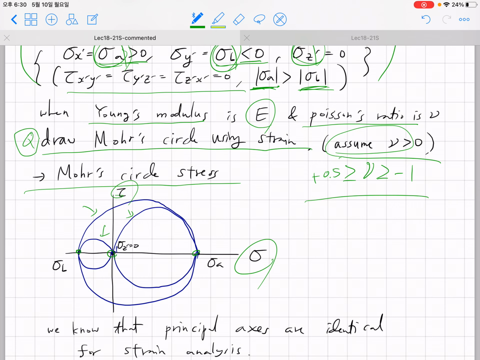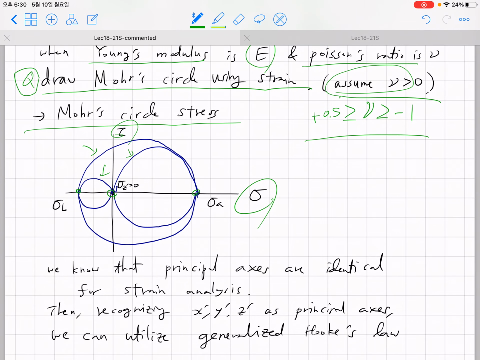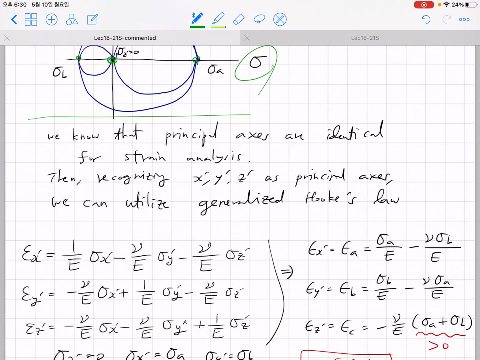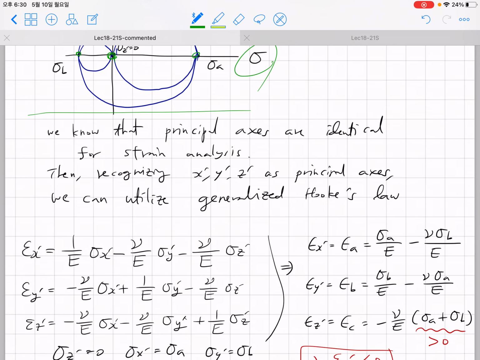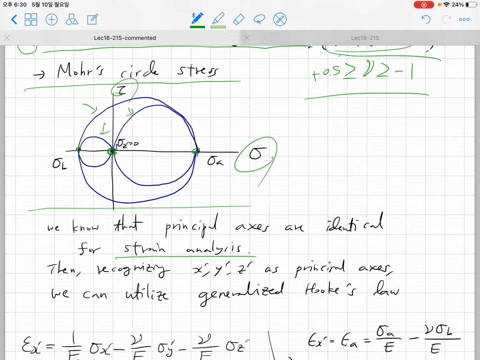This is a typical Mohr circle for stress, where one stress component is 0 and the other stress components are non-zero. Having obtained this Mohr circle for stress, the problem asks us to draw the Mohr circle for strain. To draw it, we have to find the principal axes and principal strains. However, in the previous lecture, we learned that principal axes are identical between stress analysis and strain analysis.